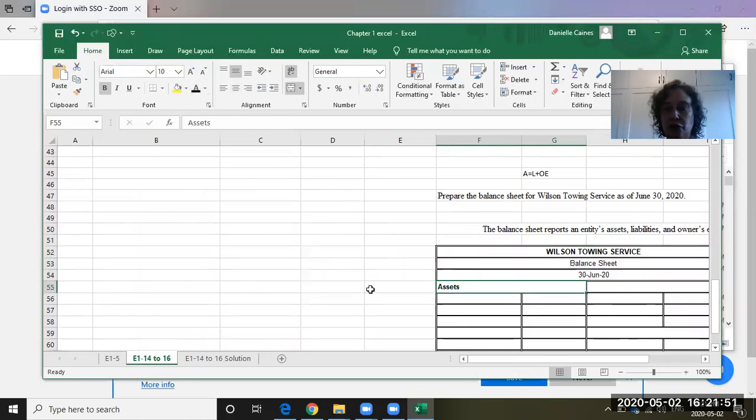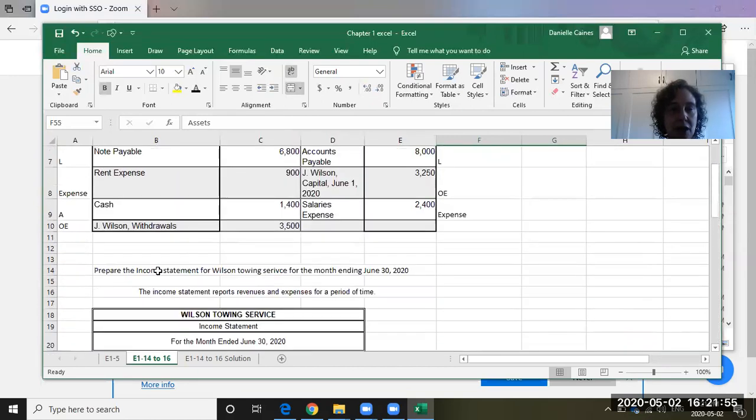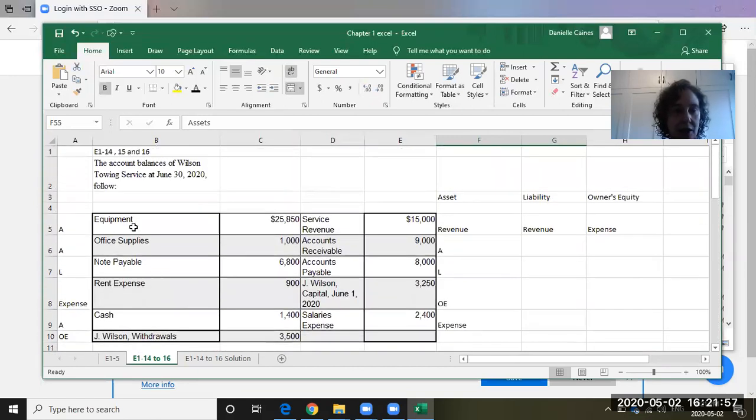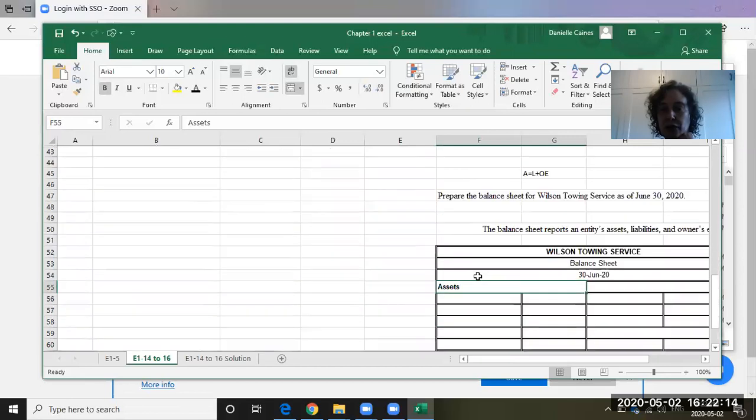We are going to first put our assets, like I said, on this side. So if we come up and we'll look at what we tagged as assets. We had equipment, we had office supplies, we had cash, and we have accounts receivable. So they are the four assets that we need to put in our statement. So let's come down and we're going to list four of those assets with their values.